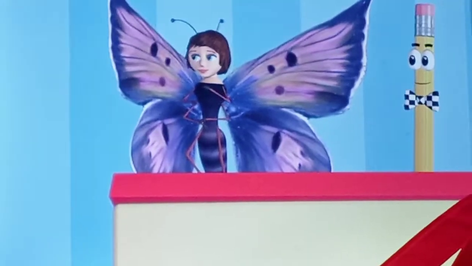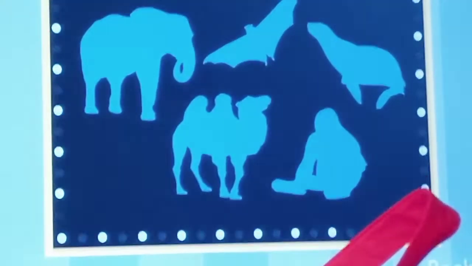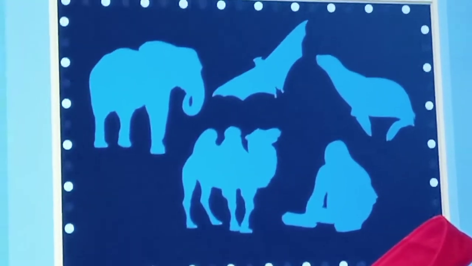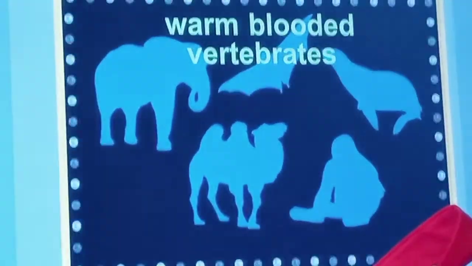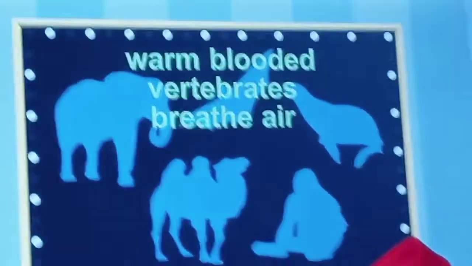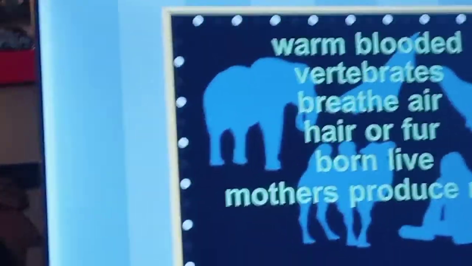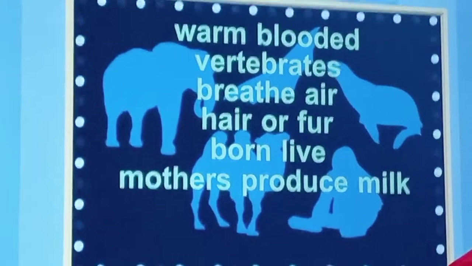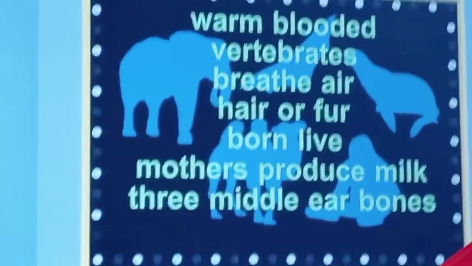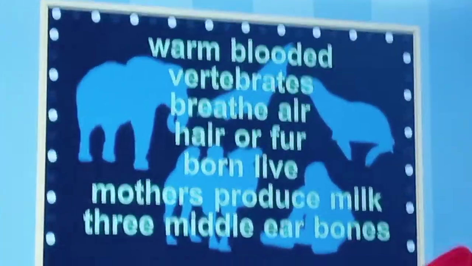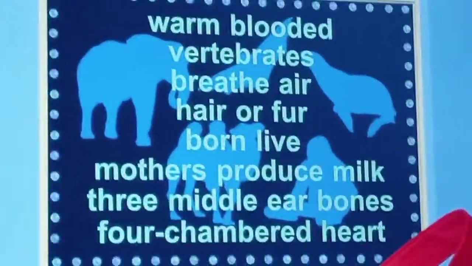Now I think you're ready for a real challenge. I'm ready. All of the animals from this group are warm-blooded vertebrates. They breathe air and have hair or fur. Most of the animals in this group are born alive, not hatched from an egg. And the mothers produce milk after birth to feed their offspring. All of these animals have bones and a four-chambered heart in their circulatory system. Do you belong to this group?